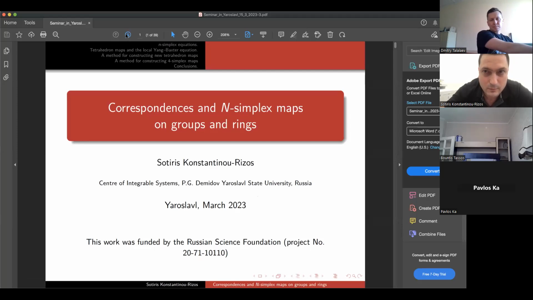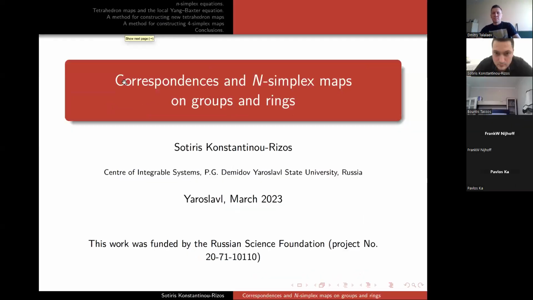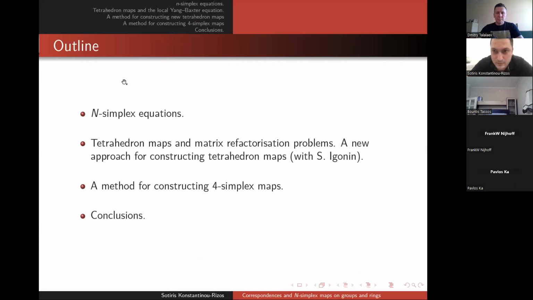Yeah, okay, maybe I'll do it in full screen. So that will be the plan of my talk. Is the second slide visible? Sometimes you cannot see when I change slides in full screen mode. Do you see the slide outline? Okay, great.